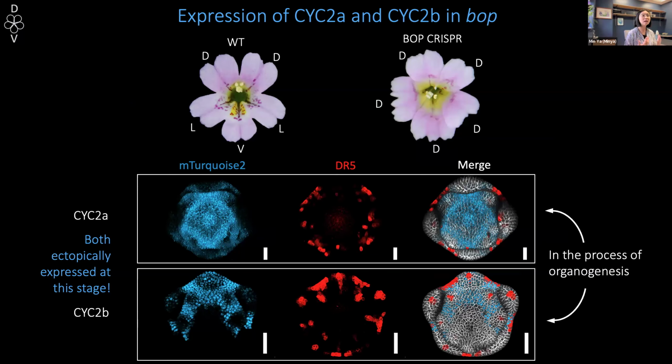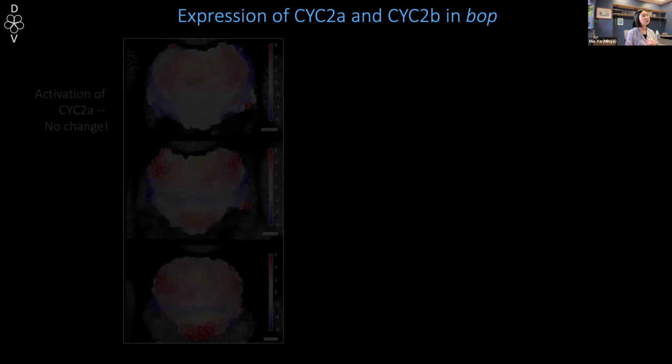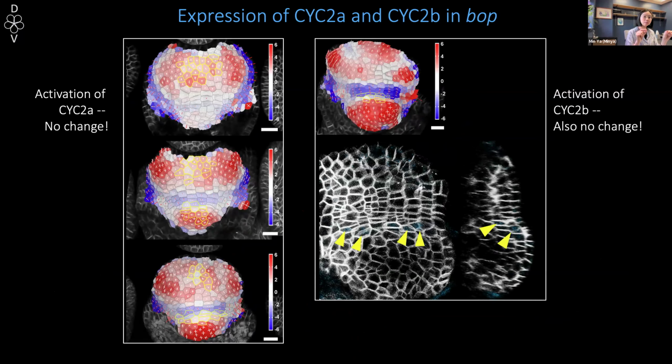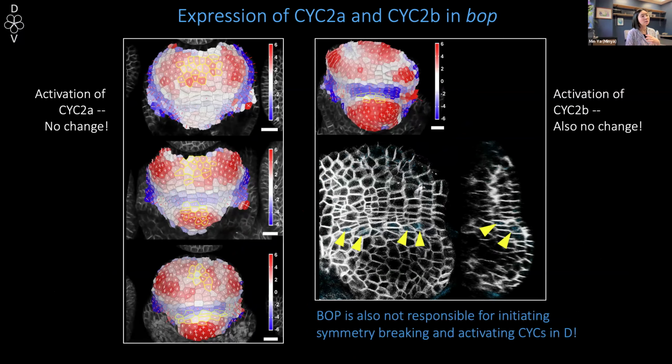So now we want to see whether the patterns of activation, initiation of Cyc2A and 2B changed in the BOP CRISPR line. Well, the short answer is nope. The initiation of 2A is in the same early pattern, as well as 2B, just starting out in just a few cells by the boundary region at comparable stages. In other words, BOP is also not responsible for initiating symmetry breaking and activating the cycloidea in the dorsal part.